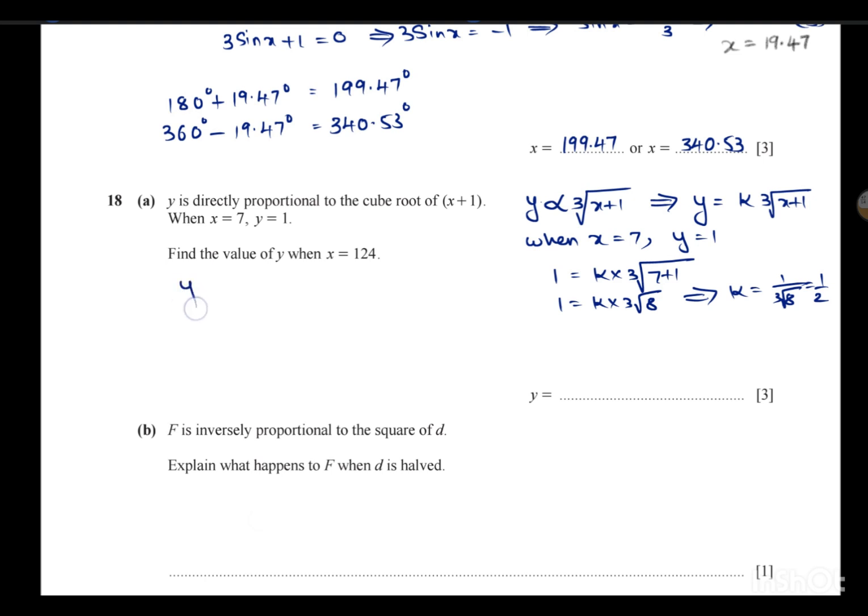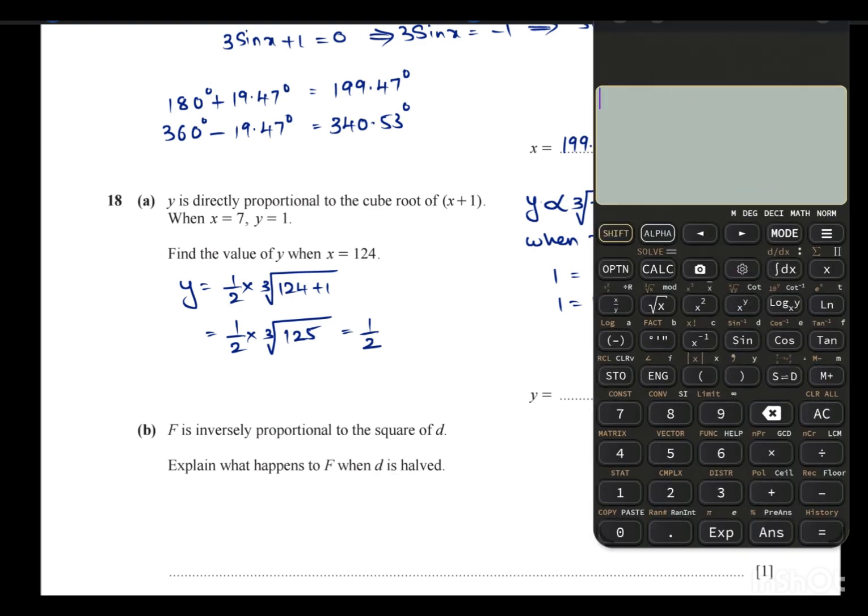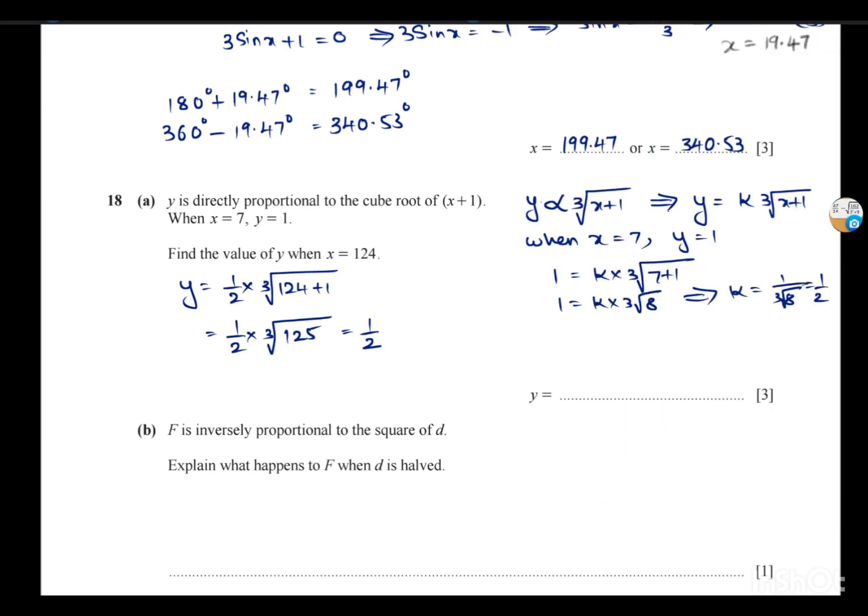Now find out y is equal to 1 by 2 into the cube root of 124 plus 1. So half into the cube root of 125. You can check in the calculator, it is 5. So half into 5 is 2.5. So the answer is 2.5.